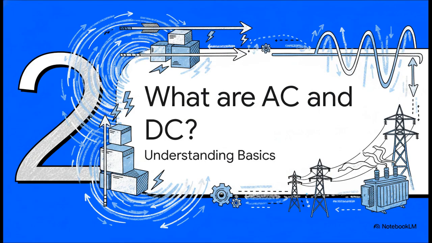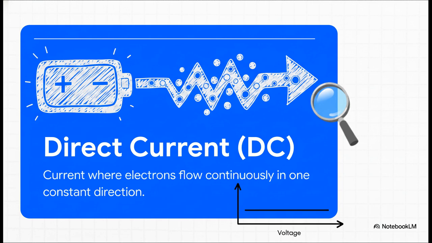But wait, before we get too far ahead of ourselves, let's pause at Part 2. What exactly are AC and DC? Let's start with direct current, or DC. This was Edison's baby. In direct current, the electric charge flows in just one single direction.